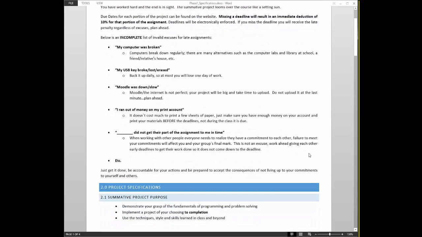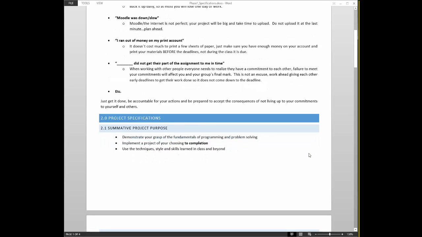So briefly, just talk about the project itself. The purpose of the project is to demonstrate your grasp of the fundamentals of programming and problem solving. You're going to implement a full project to completion. It's the to completion part that really matters there, because many people are over-ambitious or they're under-ambitious.